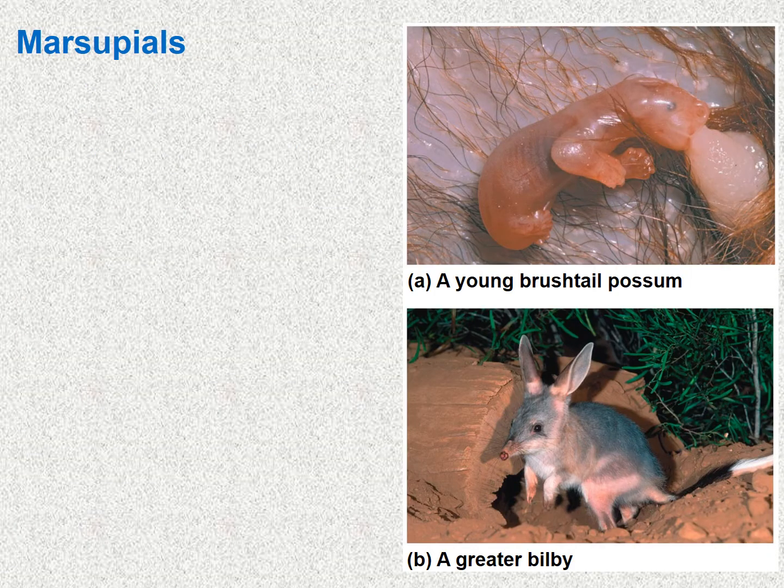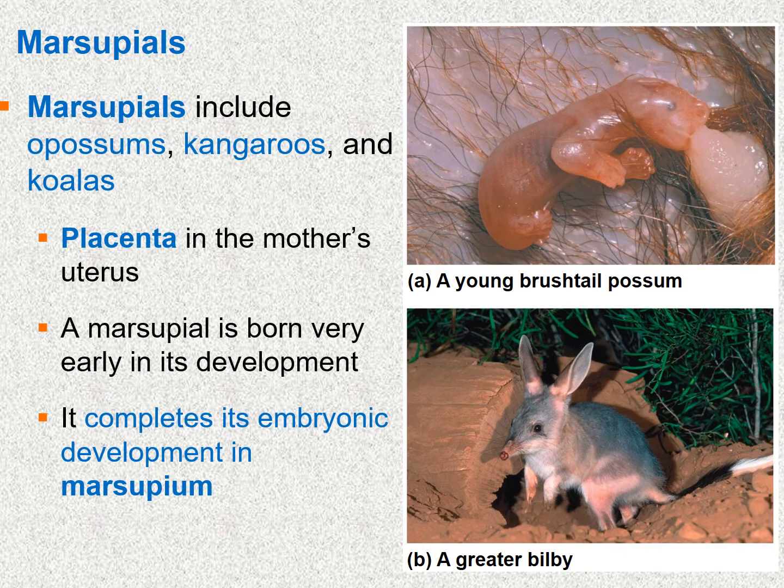The marsupials are quite different. You're probably familiar with these. This includes the possums, the kangaroos, and the koalas. In the marsupials, the embryo develops within a placenta within the mother's uterus, so they do not lay eggs. But the marsupial embryo is born very early in its development, so it still needs to complete development before it can be on its own, and it's fully dependent on the mother.